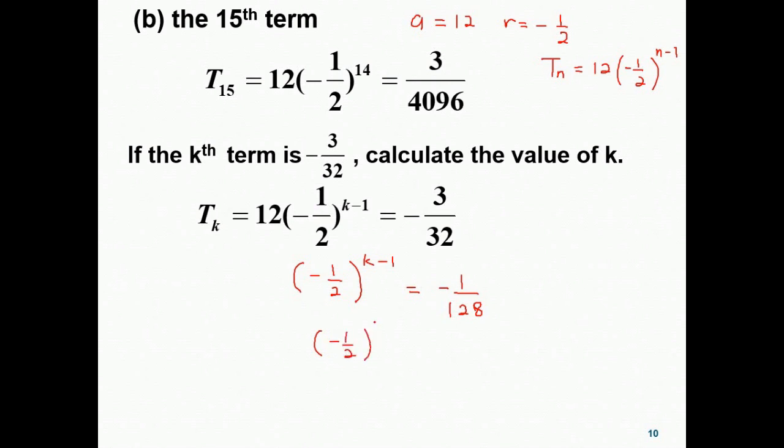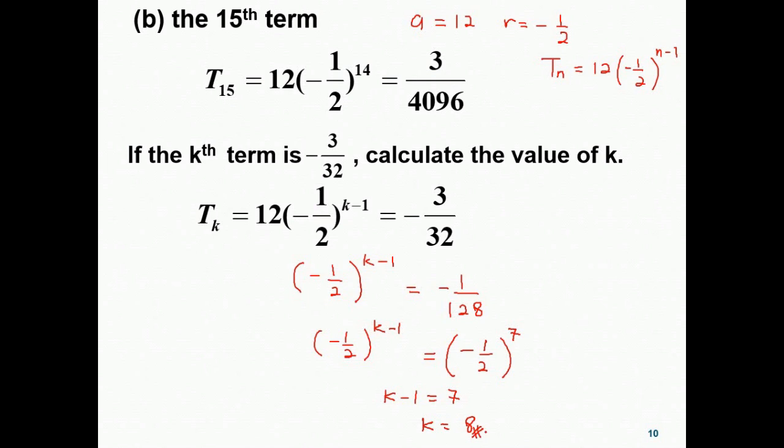Now, using the same method as before, comparing the base and the index, we have -1/2 to the power of k minus 1, and rewrite -1/128 in the form of -1/2 to the power of 7. So now the base is the same. Then we compare our index. We have k is equal to 8.